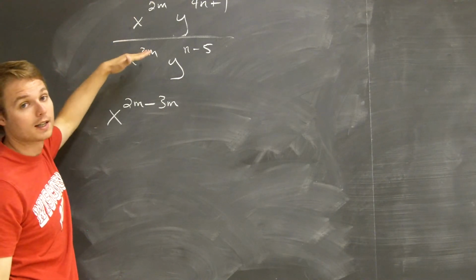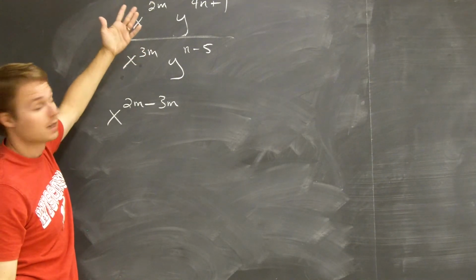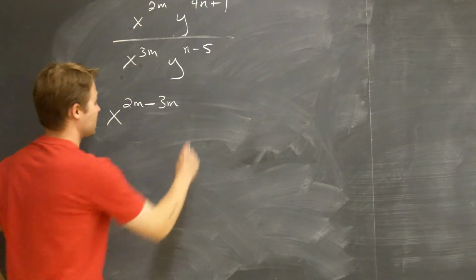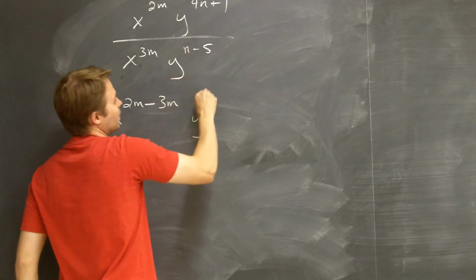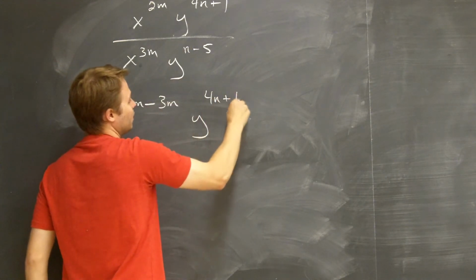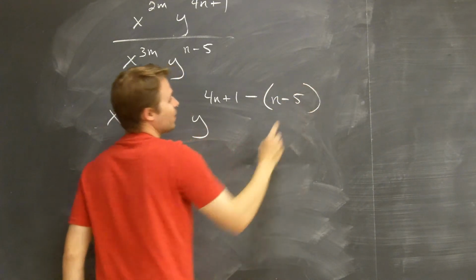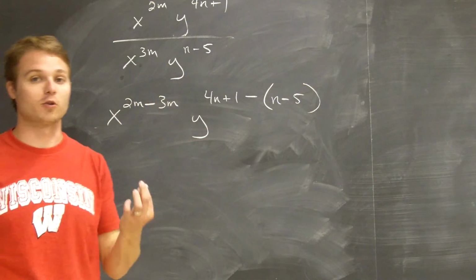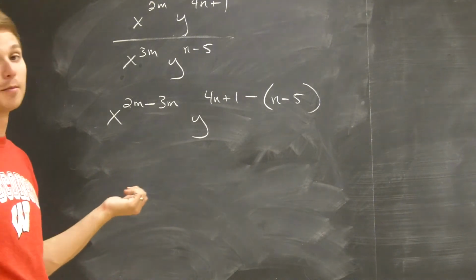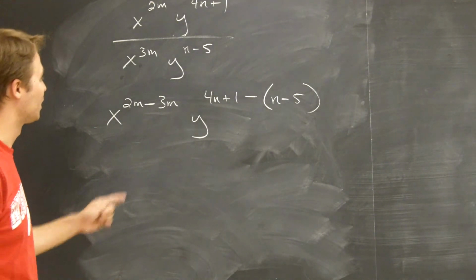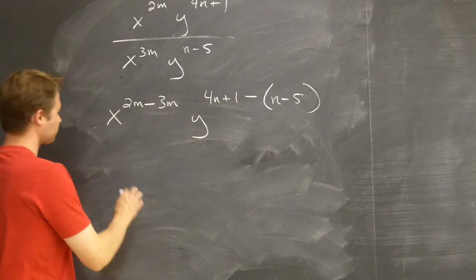So we don't care what it is, we're just going to take the top minus the bottom. Same thing with the y's. It's the base to the top power minus the bottom power. Now do be careful here, you need to put this in parentheses because you're subtracting that entire term, n minus 5. So I'll have minus (n minus 5).